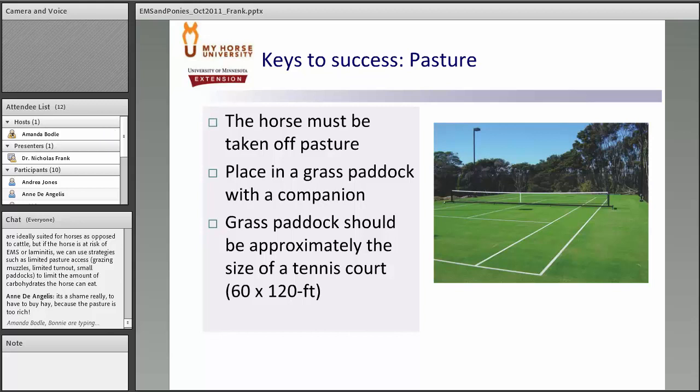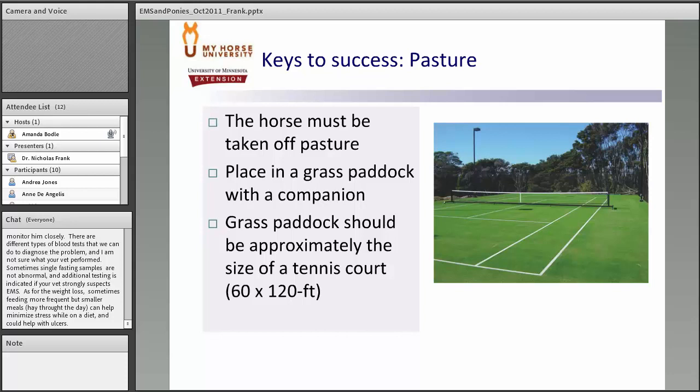So the first part of this is that we really cannot allow this animal to continue to be on pasture and getting just unregulated access to sugars, unregulated access to calories, and potentially then staying in an obese state. So the first step then is to remove the animal from pasture and place it in a smaller area where it's not going to get as many calories. So what I usually recommend is a small grass paddock.